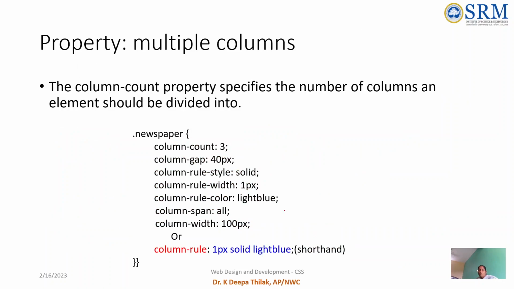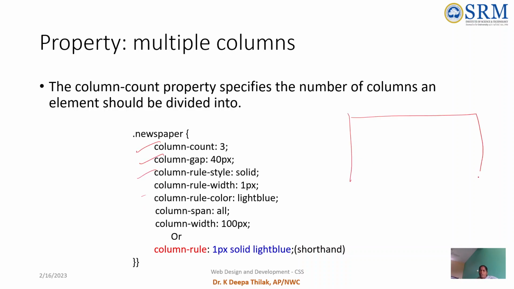And multiple columns, what is the use of this? Multiple columns is used to divide a web page container into multiple columns, so that instead of displaying the content in a single column where the user will scroll down and see, I put it in multiple columns in the same frame so that the user can easily view the full content in a single frame. That's the main use of multiple columns. To create this, we have to use column count, column gap, column rule style.